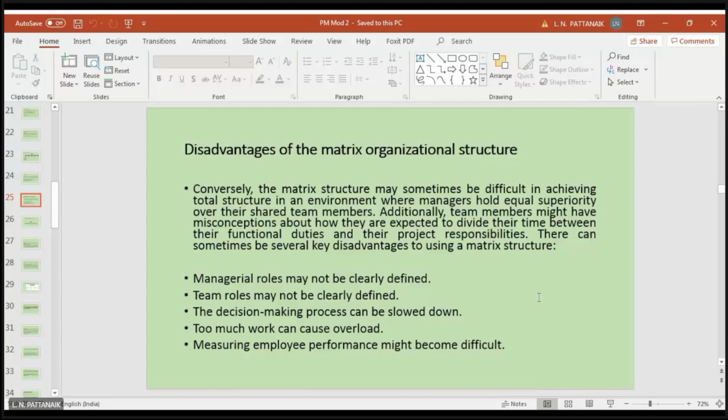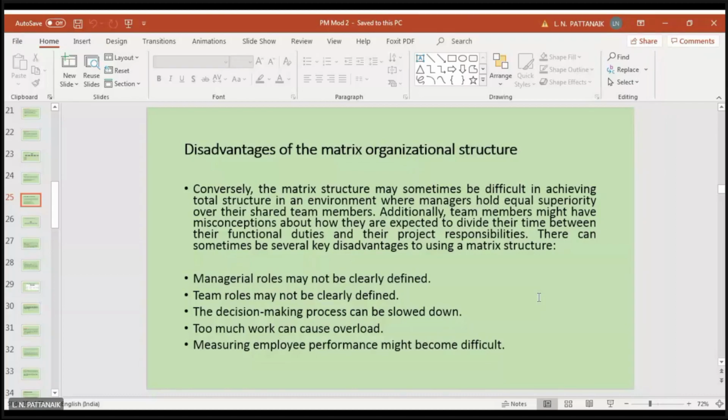Suppose someone is deputed, but at the same time the functional head, meaning the parent organization's head, calls him and gives some assignment, which he claims is very urgent, right? But this is just a hypothetical situation.